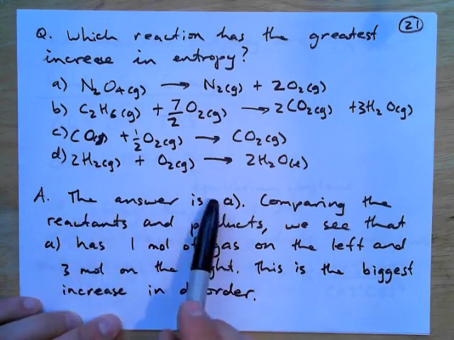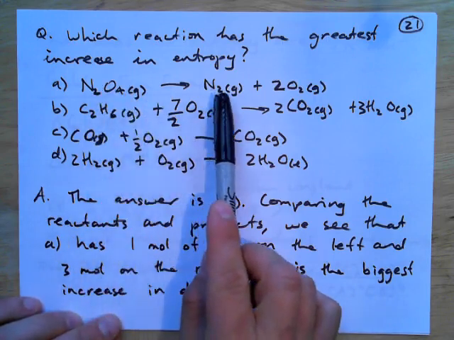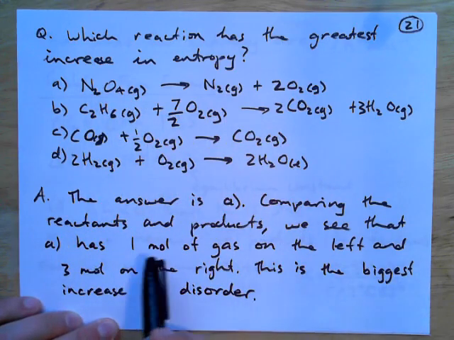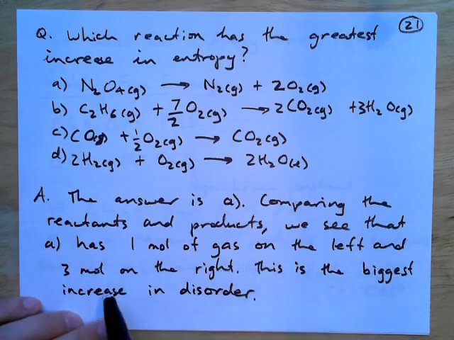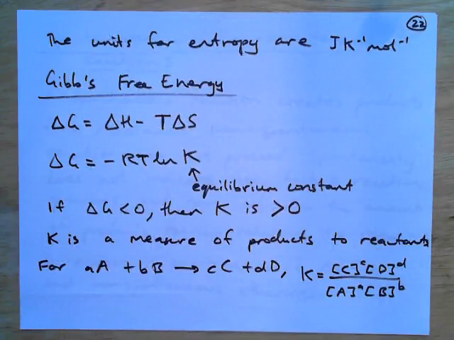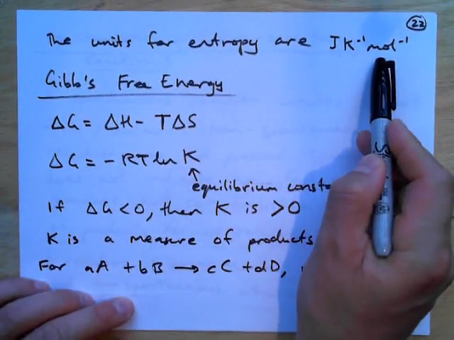Okay, so the answer is A, because going from 1 to 3 is the biggest increase in disorder. So again, I've just written here that A has 1 mole of gas on the left and 3 on the right. This is the biggest increase in disorder. On page 22, we have the units for entropy, which are joules per Kelvin per mole.